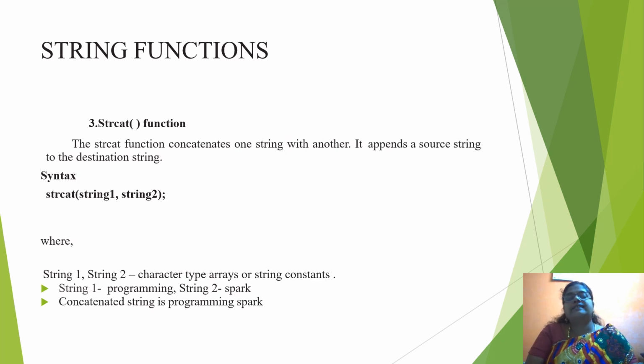Next is the string concatenation function, which concatenates one string with another. It appends a source string to the destination string: strcat(string1, string2). String1 and string2 are character arrays or string constants. For example, string1 is programming and string2 is spark. The concatenated string is programming spark.